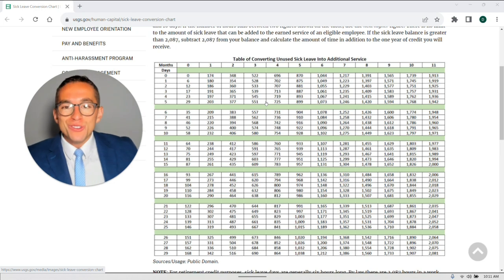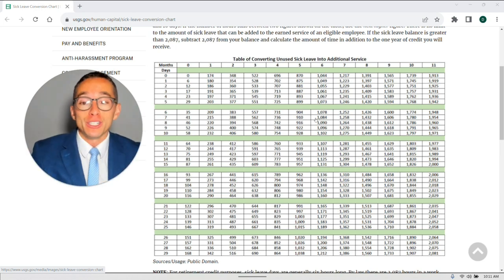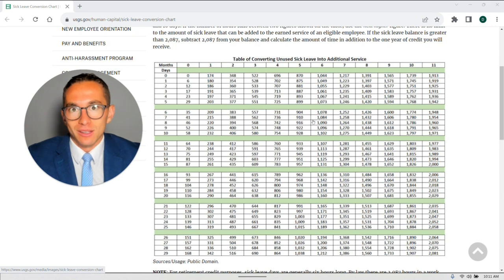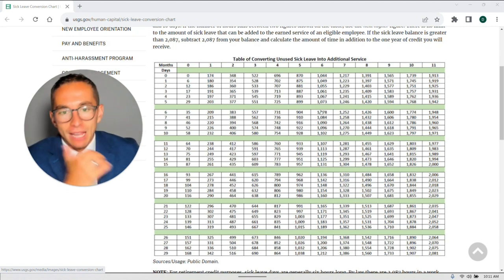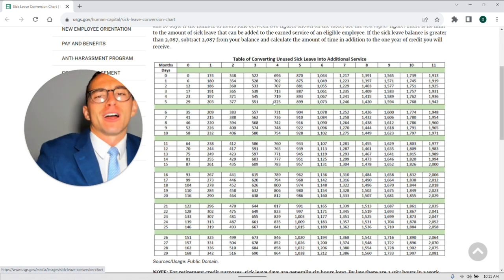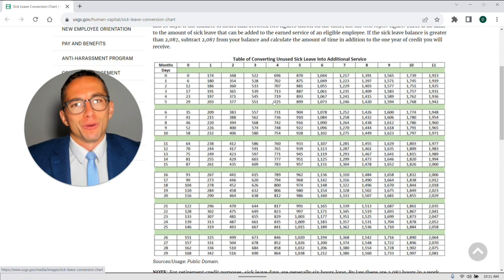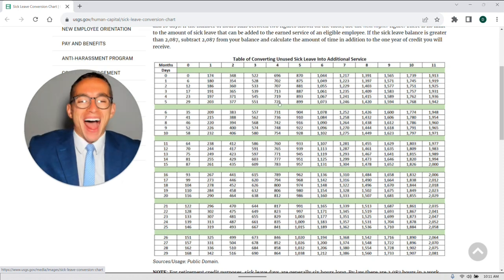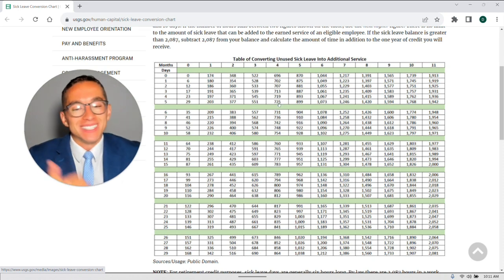Long story short, what you need to do is just go find on this chart how many hours of sick leave you have, or get close. If you have, let's say, 725 hours right here, basically what you want to do is you find your hours here on the chart. Now, if you're listening on the podcast, go check out the video. It's going to be helpful. I'm sharing a chart. Find how many hours you have. Let's say you have 725. Perfect. Well, 725 equals 4 months and 5 days worth of service.